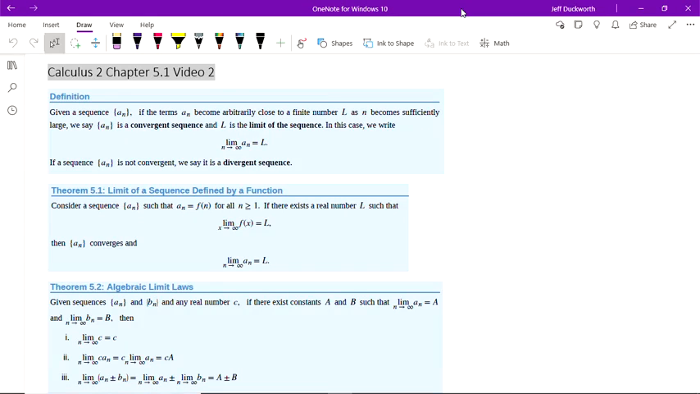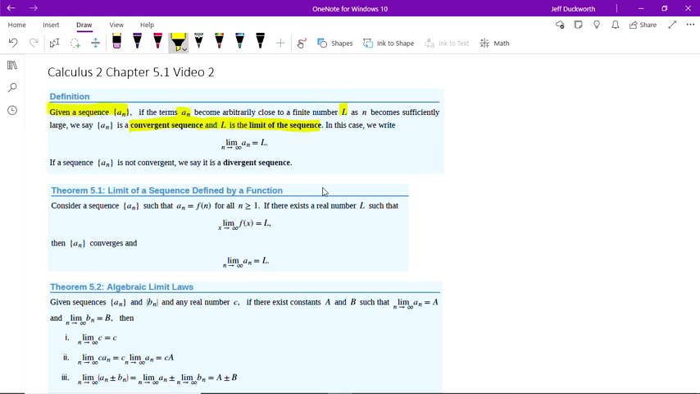All right, so now we're going to talk about limits and how they relate to sequences. So this first one here, our definition: given a sequence an, if the terms an become arbitrarily close to a finite number L as n becomes sufficiently large, we say that an is a convergent sequence and L is the limit of the sequence. So this works very much like the limits of functions that we had back in Calculus 1. And again, this isn't that the sum of all these values is going anywhere. We're just looking at the actual terms in there.